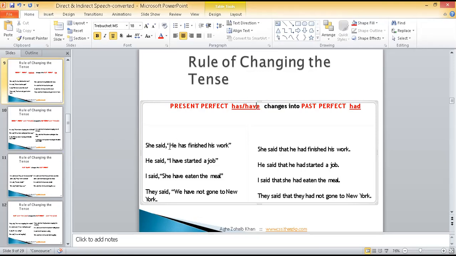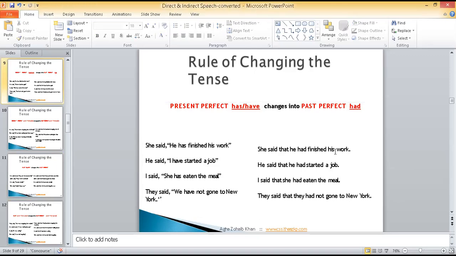I said she, okay, wait, let me do it this way, that she has eaten the meal. I said that she had eaten the meal. "We have not gone to New York." Okay, let me end it with this one. They said that they had not gone to New York. The simple thing you need to remember is that the rest would remain as it is. Inverted commas removed, pronouns changed, removal of inverted commas in the beginning and the end, and there are some words like today, can, will, they would also change. But here we have that you would convert has and have into had.